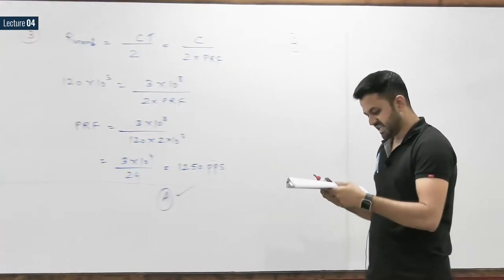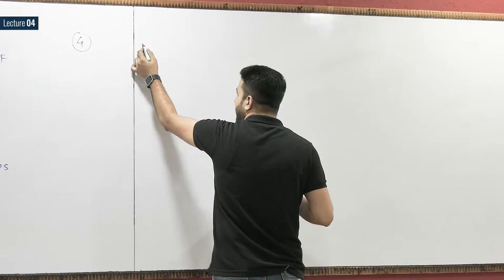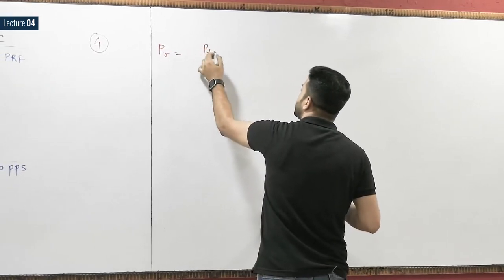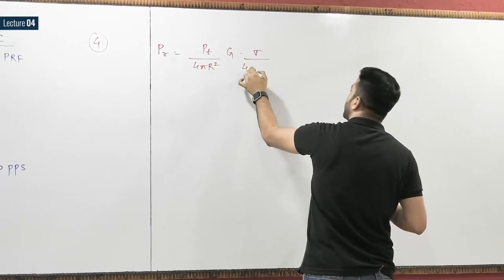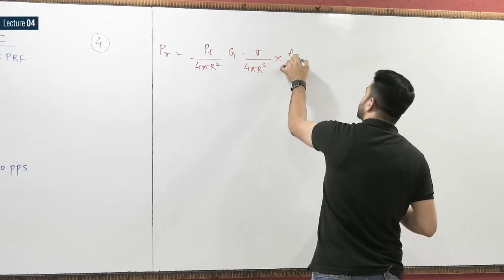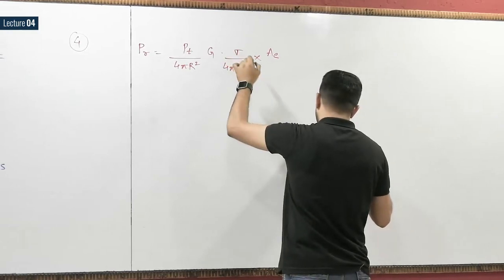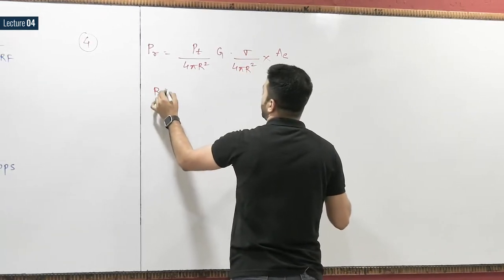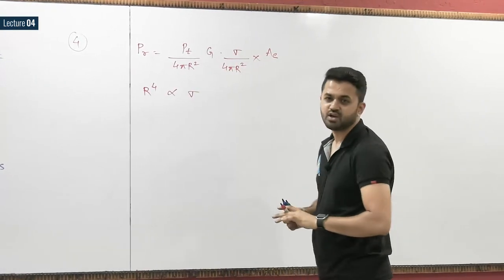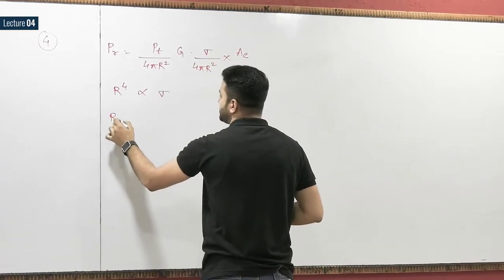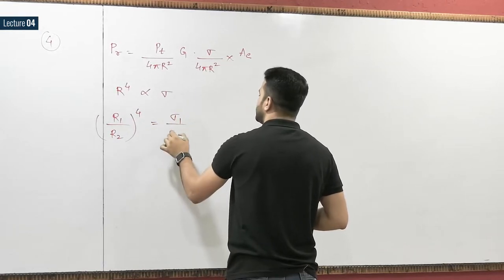So here we are saying that at the distance R by 2, if we write the formula again, the received power is PT into G into sigma upon 4 pi R square, into the effective aperture area, divided by 4 pi R square. Here we are saying that the radar cross section is sigma at distance R by 2. That means R to the power 4 is proportional to sigma, and other parameters are constant. Signal strength is constant. So we have to use this relation. That means R1 by R2 whole to the power 4 is equal to sigma 1 upon sigma 2.